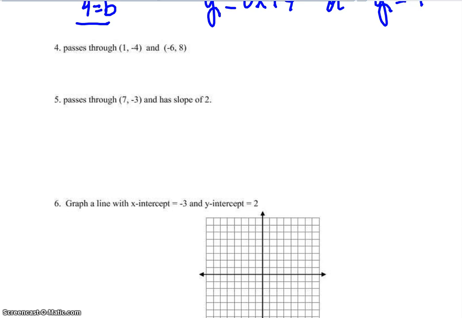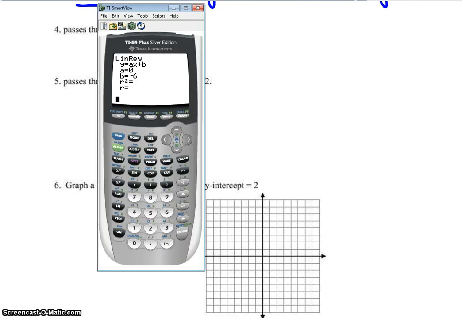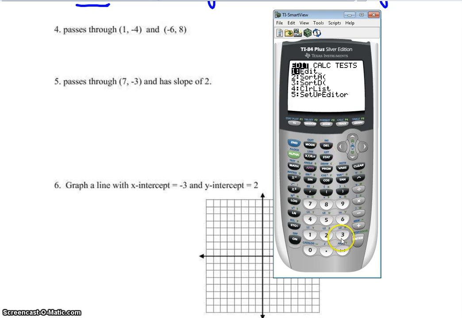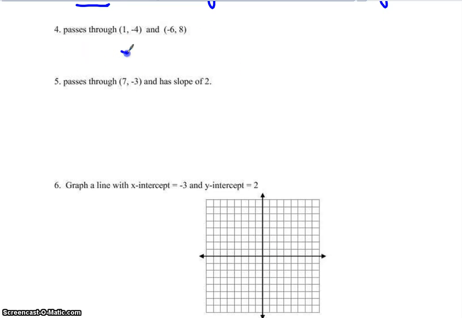All right, one that passes through 1, -4, and -6, 8. Easiest way to do this is to use your calculator and go to Stat, Edit. Put your x's in for L1, so we've got 1 and -6. Put your y's in for L2. We have -4 and 8. We go Stat, over to Calc, choose 4, go to Calculate, Enter, and we're going to round, and I'm going to let you do this. So -1.7x minus 2.3. You need to make sure and start it out with y equal to.